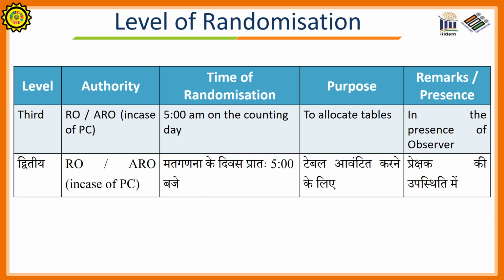Third randomization will be done by the RO, or the ARO in case of parliamentary election. The time of third randomization is 5 am on the day of counting, and its purpose is to allocate tables to the counting staff. The third randomization is done in the presence of the observer.